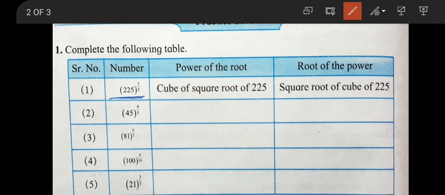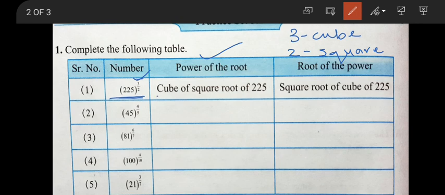225 raised to 3 upon 2. Here the power should be read first. So power is 3, and 3 will be read as cube only. If it is given as 3, it will be cube. And if it is given as 2, it will be square. Okay, so here power has to be read first and the power is 3.